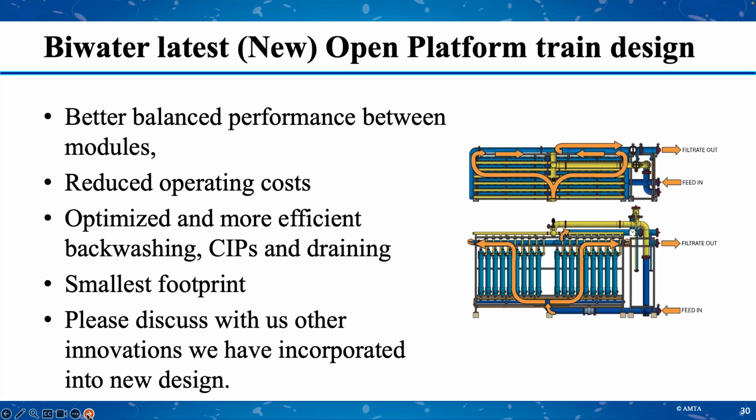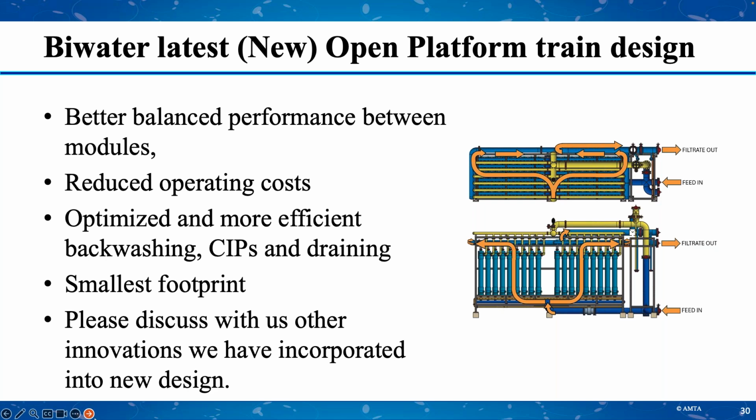Okay, so going back to the new approach for our open platform train that we've got available, it is to create this balanced flow between the modules when it's operating. You've got lower pressure drops across all modules, and then when you're backwashing and when you're CIPing or chemically enhanced backwashing, you've got that even spread of velocities and flow rates through those individual modules throughout the entire skid.